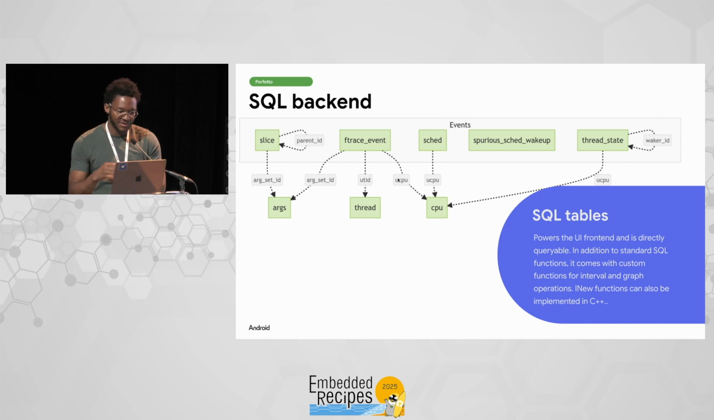There's slices, which is the little rectangles, which you will see in a second. There's ftrace events, which you're all familiar with. There's sched. There's spurious sched wake-ups. The details of these are not that important at the moment, but it's just to give you a flavor of the kinds of data that exists in the UI. You can query all this data and join them in all sorts of interesting ways. The arrows in this diagram describe some of the joins between different tables and the join columns between them.